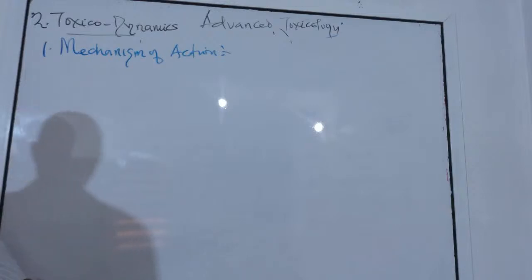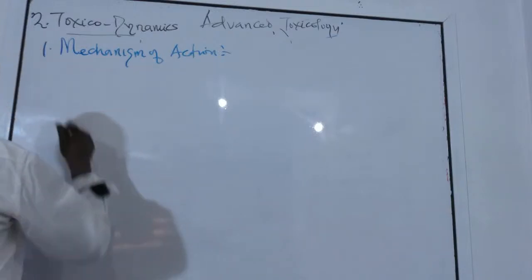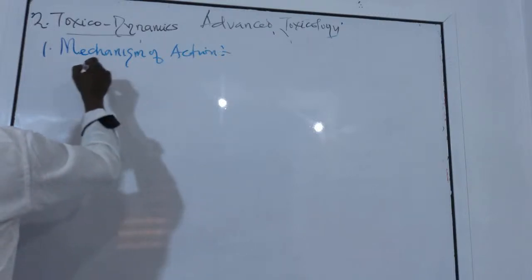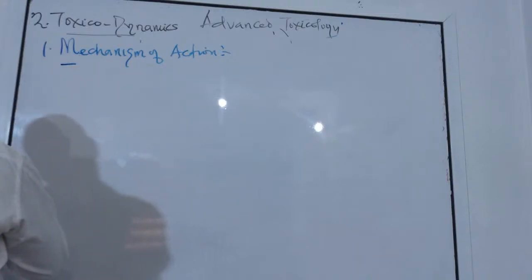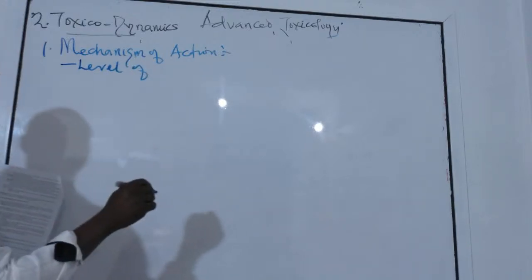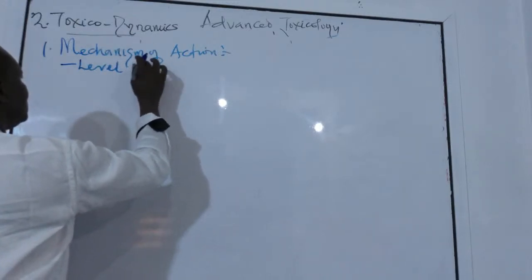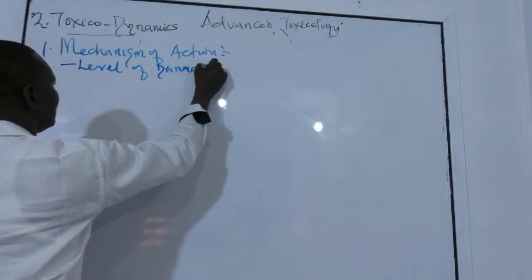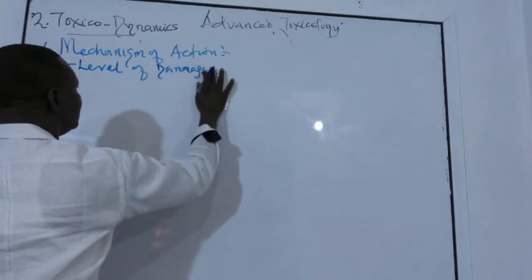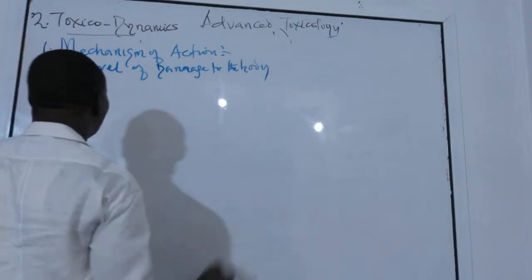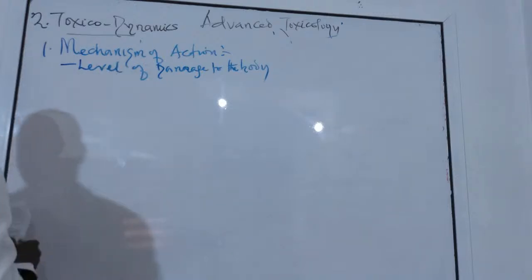So it matters a lot. The mechanism of action matters a lot. For example, it's like measuring the level of damage, or the potential level of damage to the body. That is the overall impact, and that is under the mechanism of action.